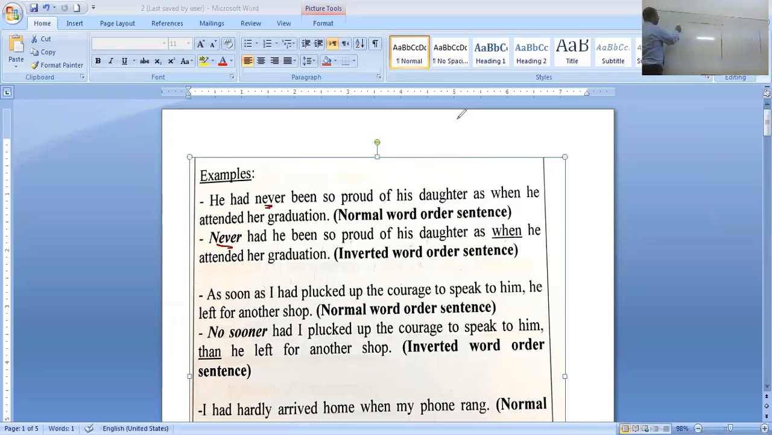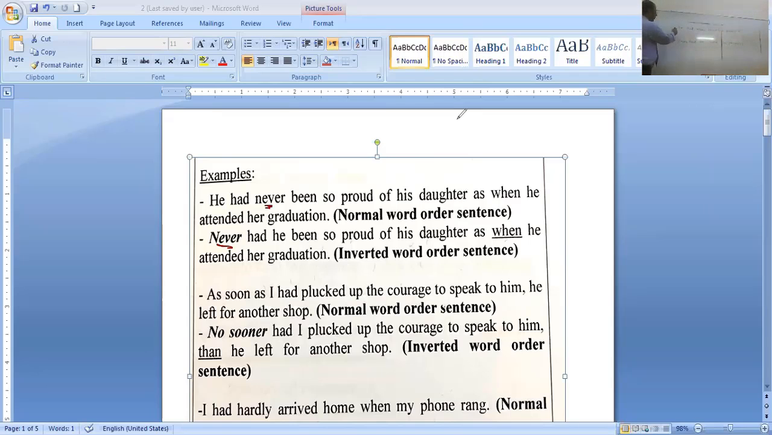He had never been so proud of, and so on. This is the first sentence, as you can see. The second one: never had he been so proud of, and so on.